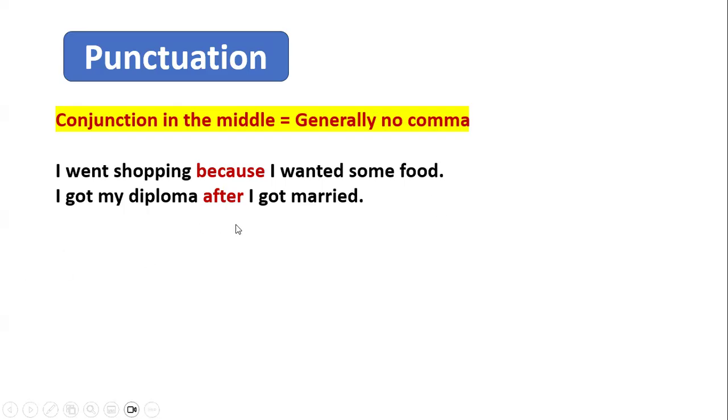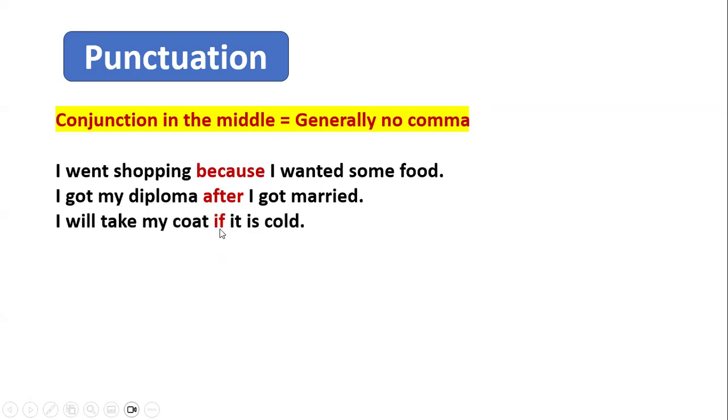Here, I should tell you that when I link the two sentences, usually the first sentence is an independent sentence, and the sentence that starts with the subordinating conjunction is usually called a dependent sentence. Anyway, as I said, if the conjunction is in the middle, there is no need to use a comma.